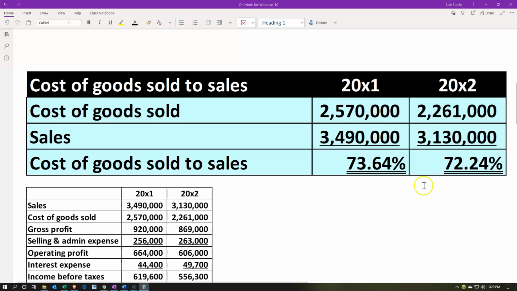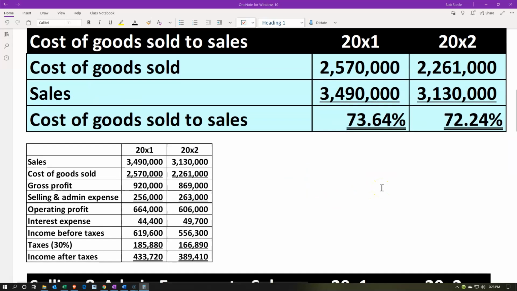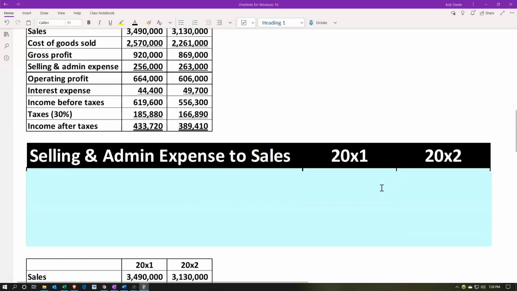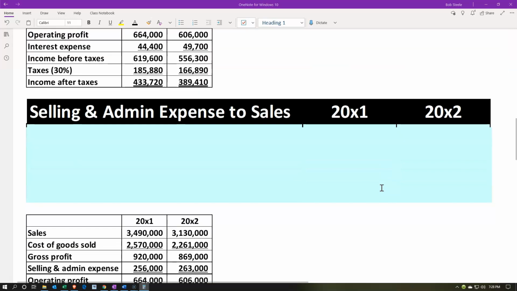average, and whatnot. But because cost of goods sold is a variable cost, it will go up and down as we have more volume of sales. We would expect this relationship generally to be somewhat similar. If it's not, then we'd want to dig down and say, what happened? Why is it not? And then we have the selling and admin expense to sales.